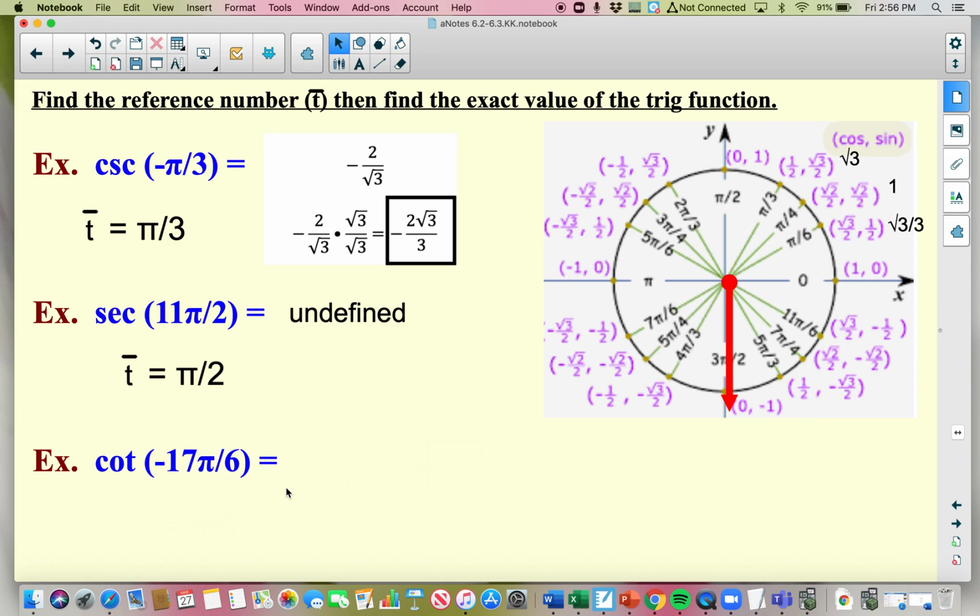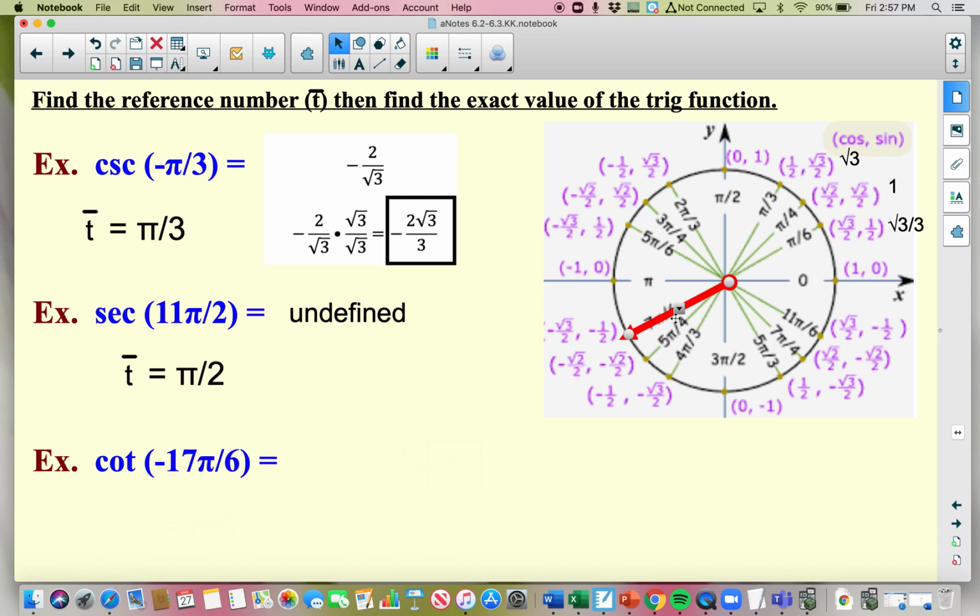All right, last one is cotangent. I'm going to bring my terminal side back to the x-axis. So cotangent of negative 17 pi over 6. So negative, I'm going to go clockwise. If I go all the way around in 6ths, that would be 12 sixths because 12 sixths is 2 pi. And I have to go another 5 sixths, right? So 13 sixths, 14 sixths, 15 sixths, 16 sixths, and 17 sixths would bring me right here, which is coterminal to 7 pi over 6.